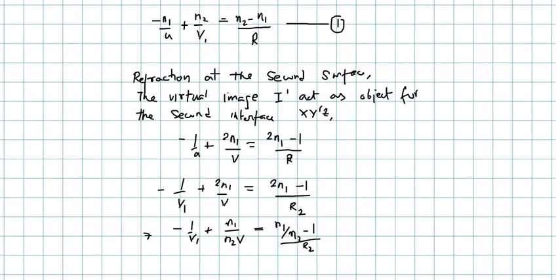So next case, you remember why I am writing n1 by n2, because we know that from 2 to 1 it would be n1 by n2, and when you go from 1 to 2 it would be n2 by n1. In the numerator, always the second medium comes first. So on the next page, this relation now becomes minus n2 by v1 plus n1 by v equal to n1 minus n2 by r2.